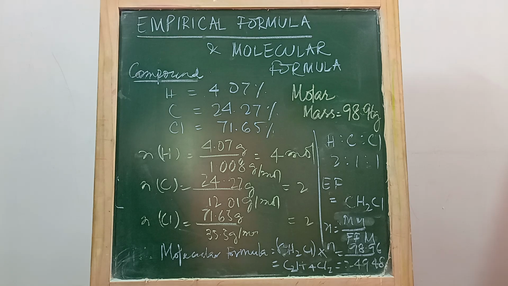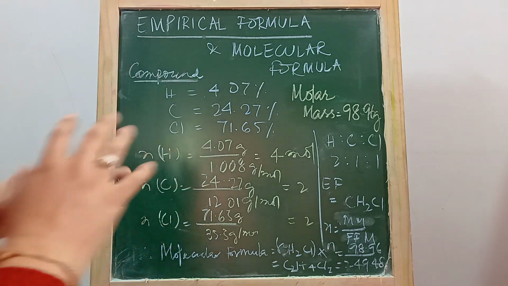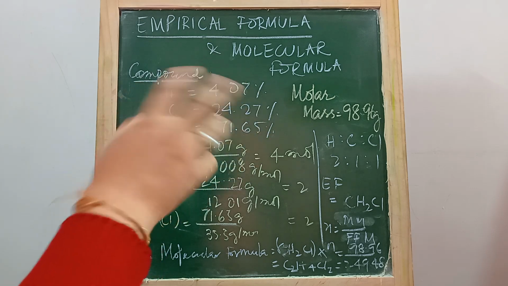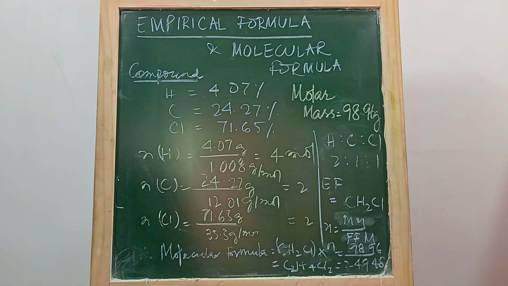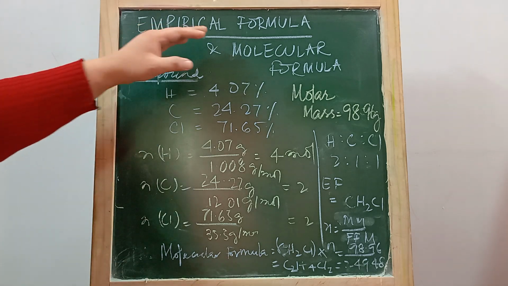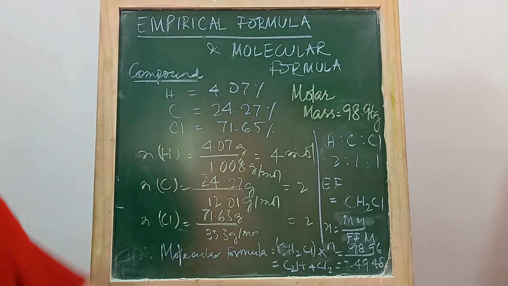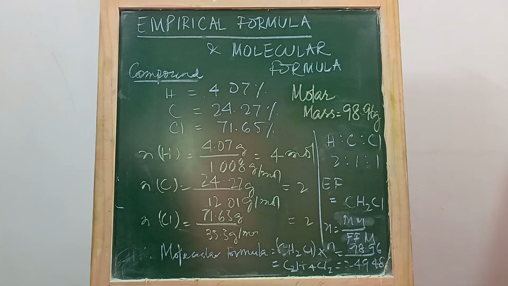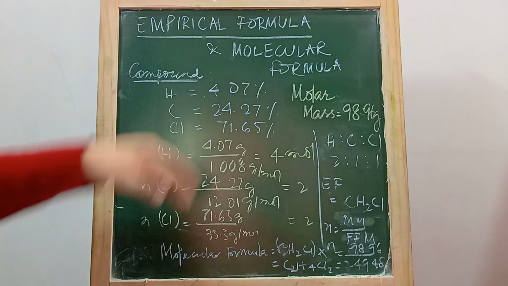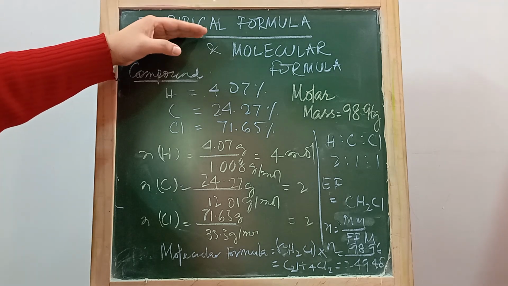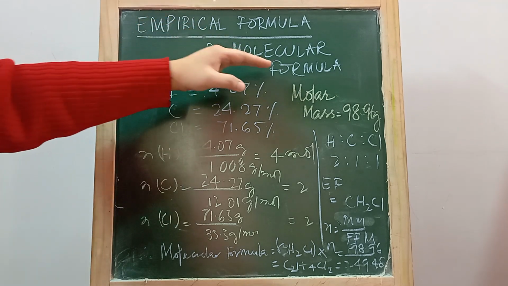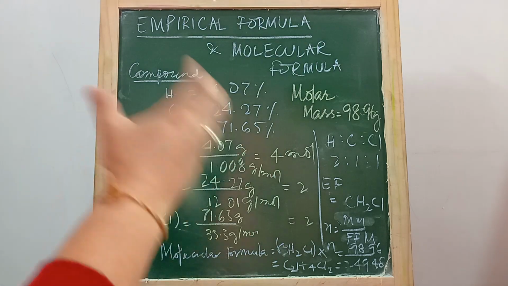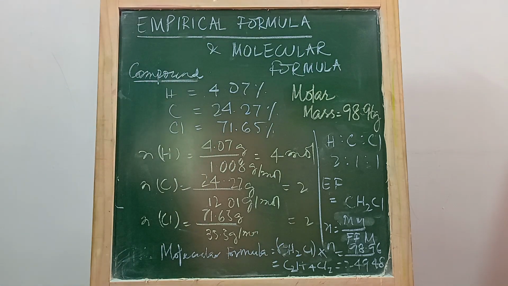And what is the molecular formula? The molecular formula is the exact, not simplest, number of atoms of different elements that are present in a compound. So there's a relation between the empirical formula and the molecular formula. When you multiply the empirical formula by some number, it will become the molecular formula. The empirical formula is in simple form, and the molecular formula contains the exact number of atoms present in one molecule of the compound.